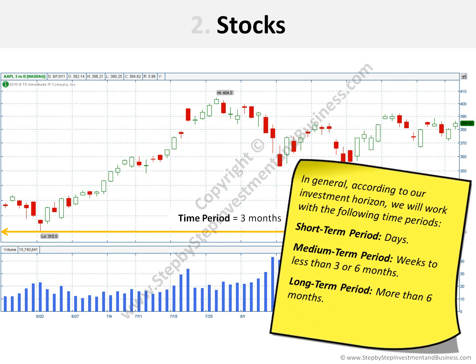In general, according to our investment horizon, we will work with the following time periods. If we have a short-term horizon, we will work with a time period of days. If we are working with a medium-term horizon, we will work with a time period of weeks to less than 3 or 6 months. And if we are working with a long-term horizon, we will work with a time period of more than 6 months.